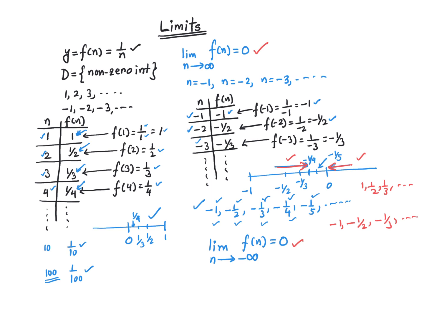Ultimately, it approaches, it doesn't reach the point 0. It approaches the point 0. And this ultimate or limiting case is called the limit of this function.